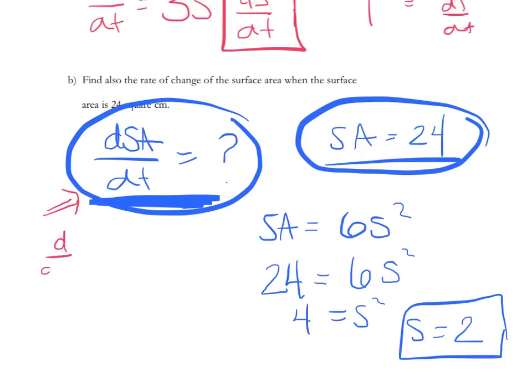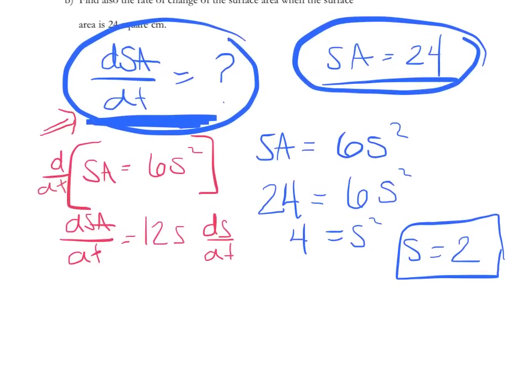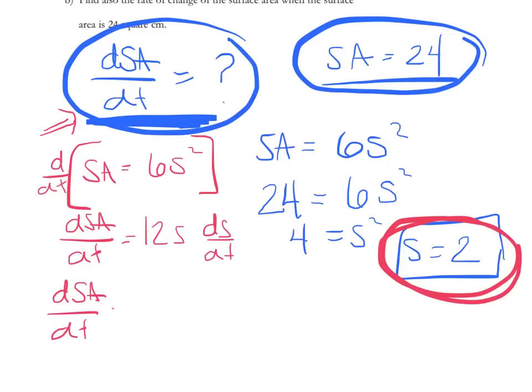So the derivative with respect to time of surface area is going to get me the derivative of surface area with respect to time equals 12s, of course, ds dt. We just discovered, we needed that piece to discover that our side was 2. I've got 12 times 2.